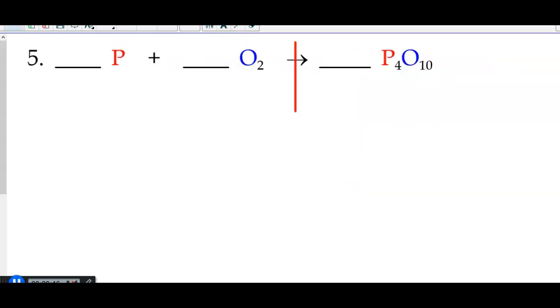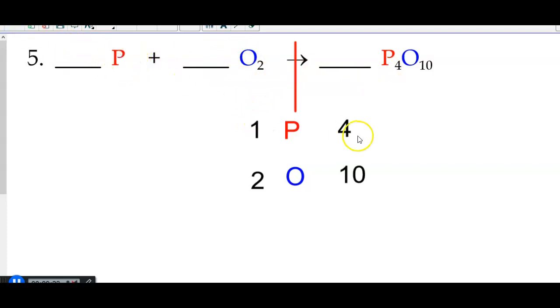Okay, next example. Again, we're going to split at the arrow. So we're splitting the reactants from the products. We're going to list the atoms. We're going to count how many we have. 1 phosphorus, nothing after it. 2 oxygens, 2 after it. 4 phosphorus and 10 oxygens on the right.